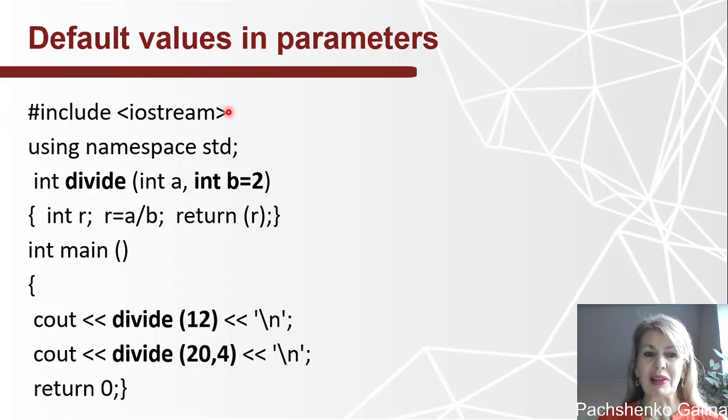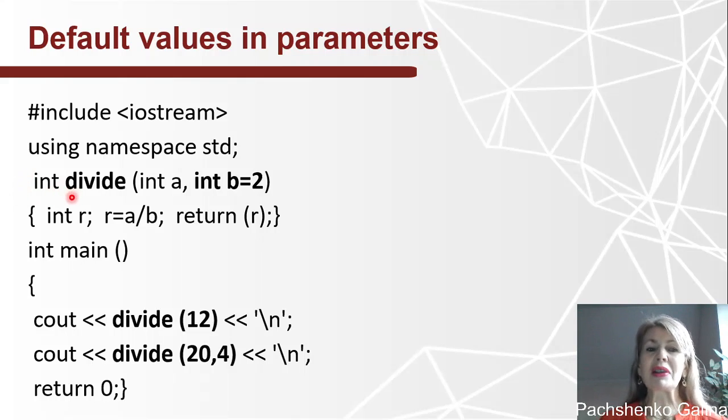This line is for include library for input and output stream. This is to exclude using std prefix. Here we start our main function, but our function we write like here before function main.